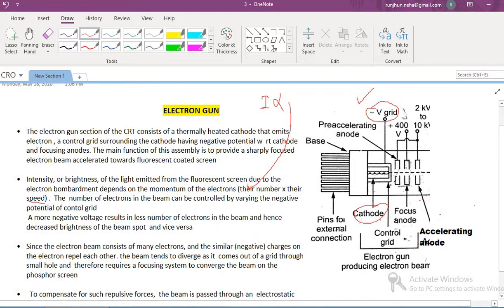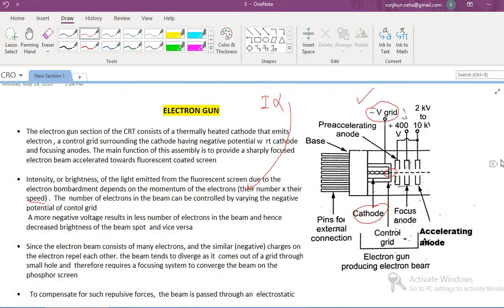However, since the electron beam consists of a number of electrons all having similar negative charges, they tend to repel each other. As a result, the beam tends to diverge as it comes out of the grid through a small opening shown here. It tends to diverge and therefore requires some kind of focusing system so that it can be converged onto the phosphor screen.